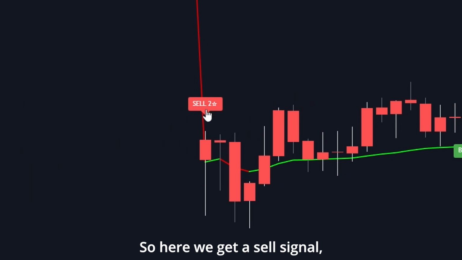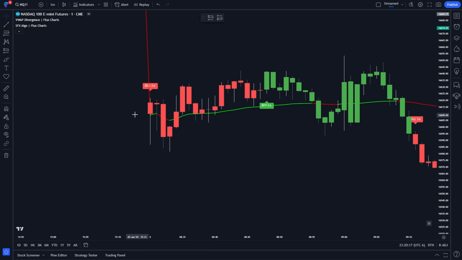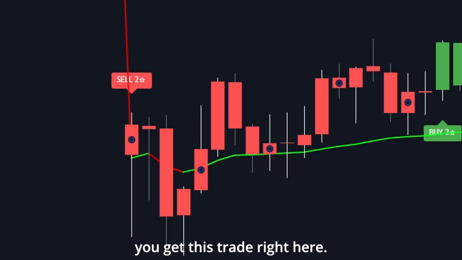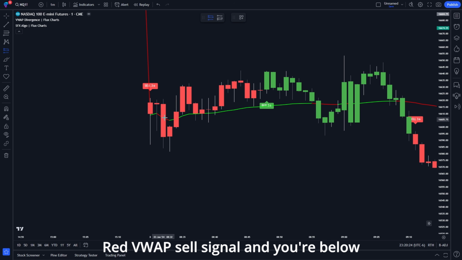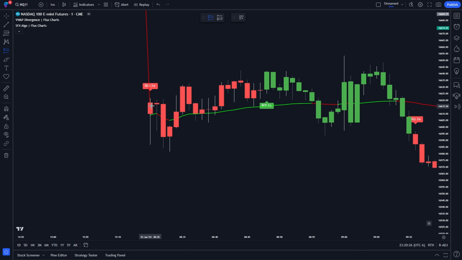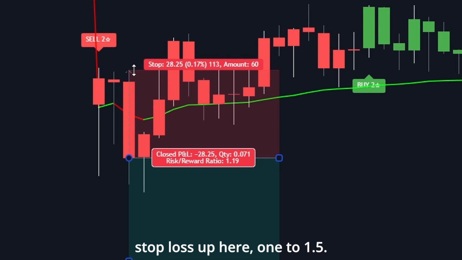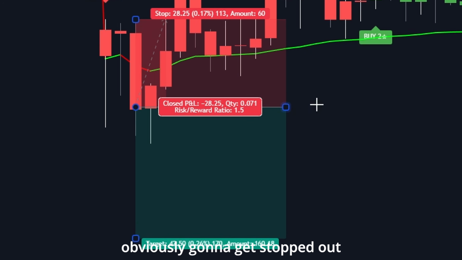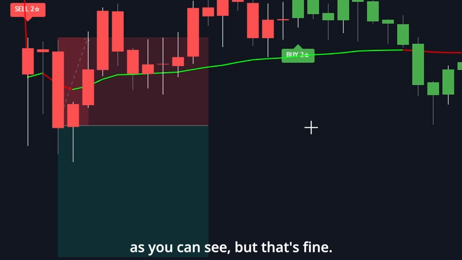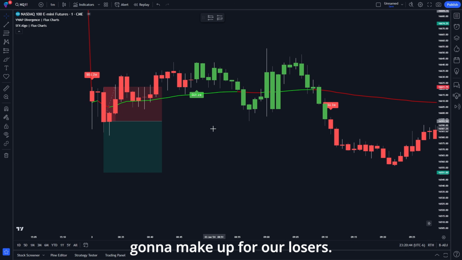So here we get a sell signal, but you can see the candle didn't even close below the VWAP. And then 1, 2, 3, you get this trade right here. This is where you would take a short position, right? Red VWAP sell signal, and you're below, and it's been the third candle. So you take it at the close. Stop loss up here, 1 to 1.5. And this trade is obviously going to get stopped out, as you can see, but that's fine. We can't win every trade with this strategy, but our winners are going to make up for our losers.